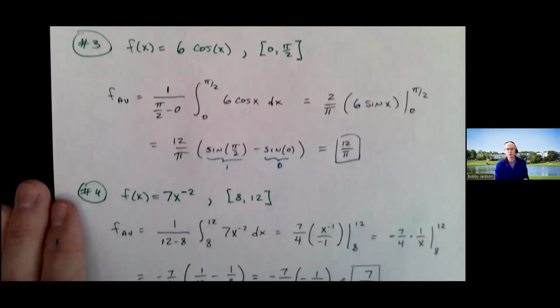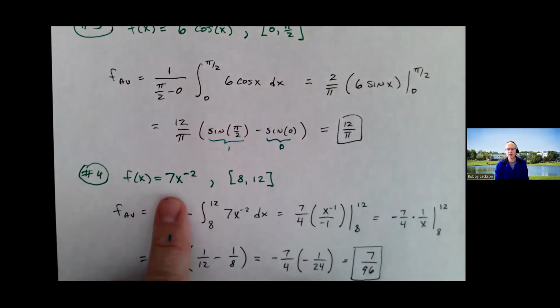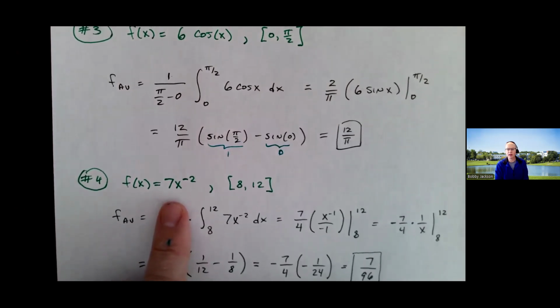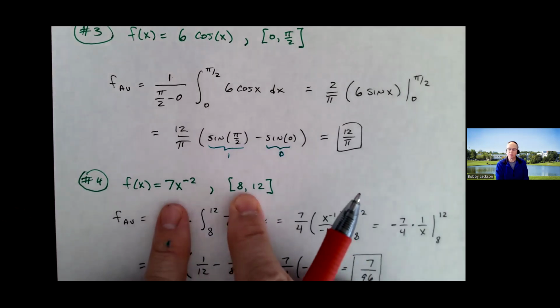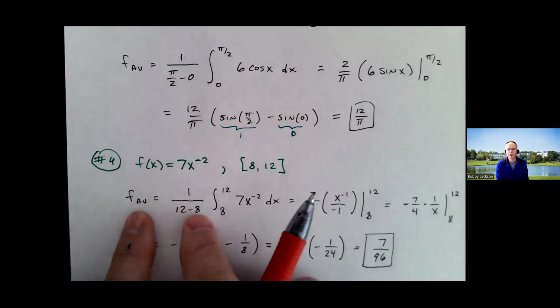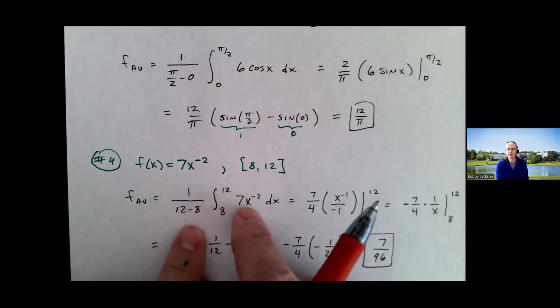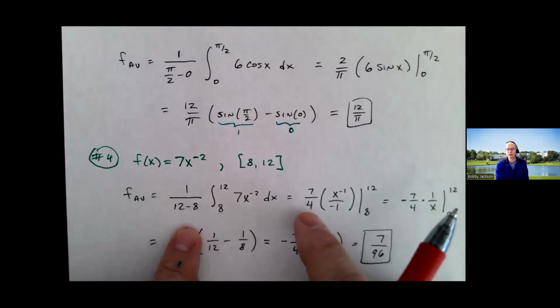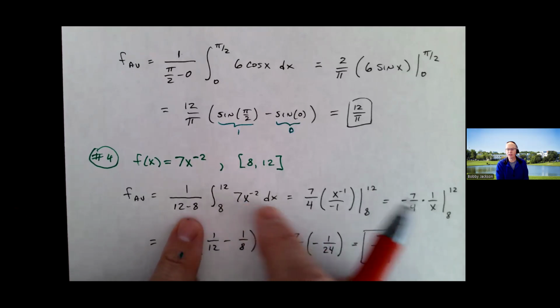And then number 4, we'll do the same thing. This function, though, is 7x to the negative 2 over this interval. So a is 8 and b is 12. So that's 1 over 12 minus 8, times the integral from 8 to 12 of this function. 12 minus 8 is 4, so I get 1/4. I'll pull this 7 out.